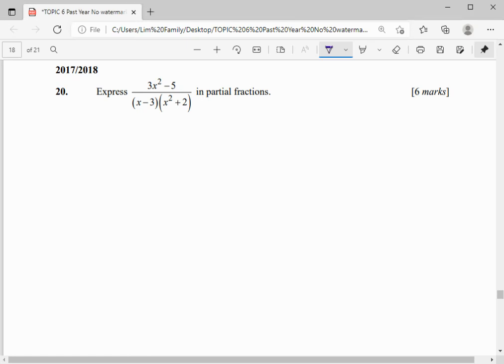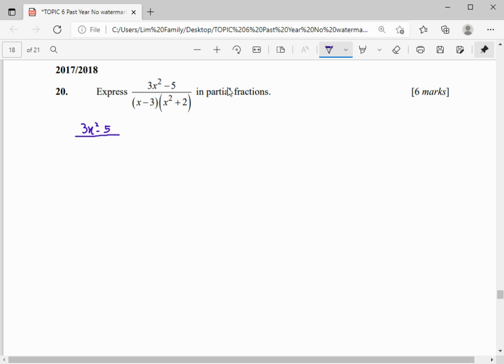So for question 20, we are going to express this fraction in partial fractions. Before we express it in partial fractions, first we have to make sure the fraction we get here is a proper fraction. The power of the numerator is 2, and the denominator, when we expand it, will be power 3. So quadratic over cubic is a proper fraction, and only then do we continue to express it in partial fractions.